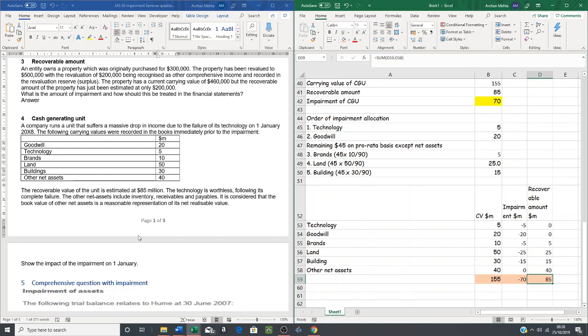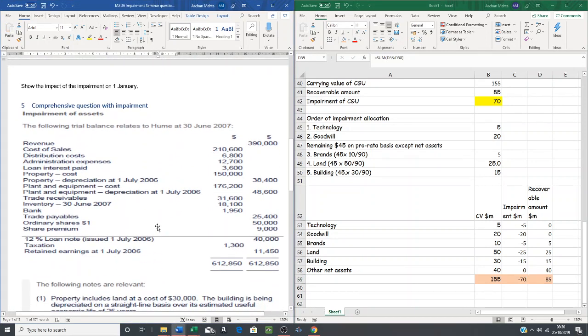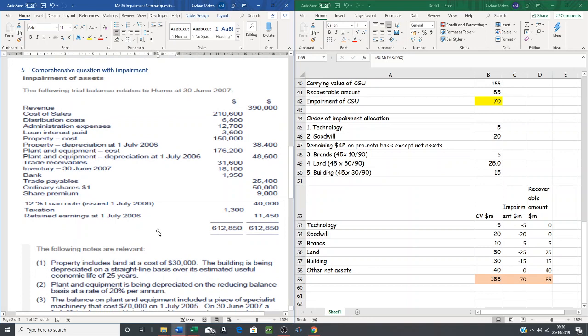Wonderful. Thank you. What we can do now is we are not going to look at the entire question 5, but this is a comprehensive question which I'm going to ask you to do as homework. So try question 5, impairment of assets. Once you have done that, bring your answer to the next seminar session when we are going to have a look at it. I'll check your answers and make sure they are in order.